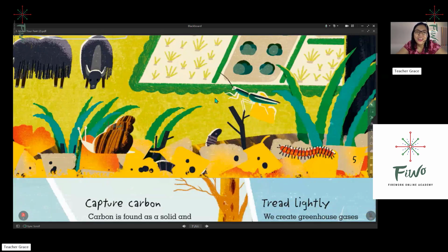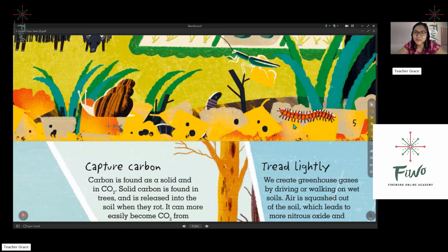Okay, so here we can find some insects that live underground. So what's this? Do you know this? Centipede. Yes, very good. Centipede. Okay, so they have lots of legs and it's poisonous if you got bitten by this insect.